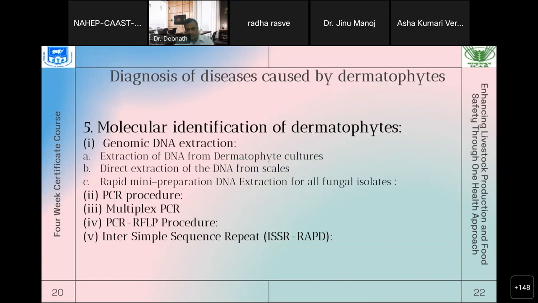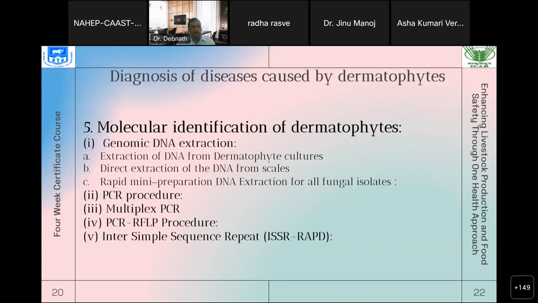In molecular identification, nowadays different techniques are used, but whatever technique we use, first of all, we need to extract the genomic DNA. We can extract this from the culture that we already isolated. We can also extract the DNA from the sample itself, meaning the skin scrapings that you have collected. Besides, different commercially available ready kits are also there. Mostly the thermal shock procedure is used for extraction of DNA.